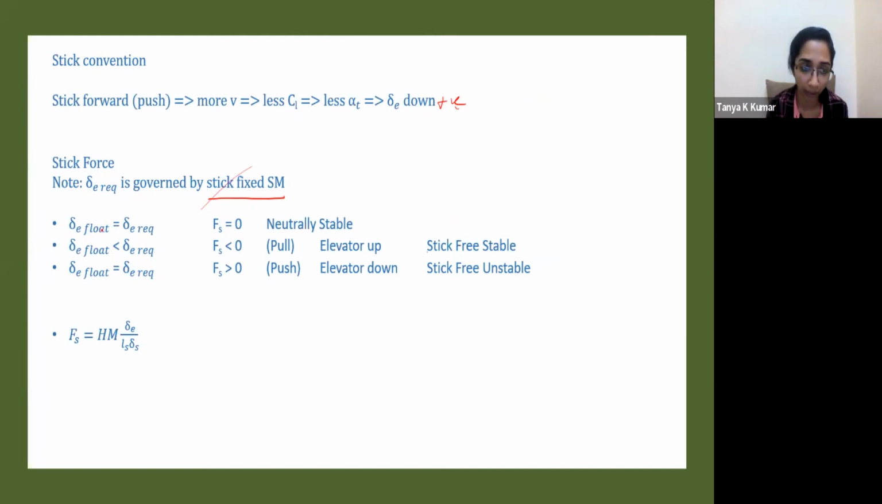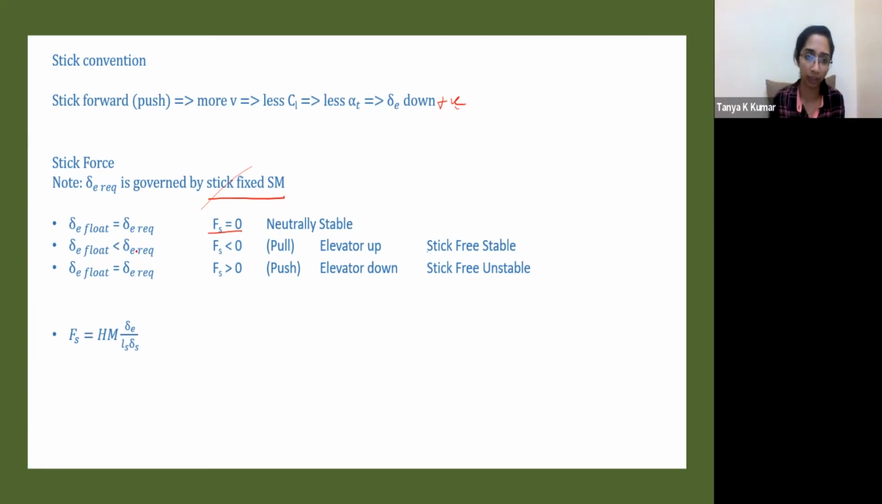Now, if your floating angle is the same as the delta E required to fly at a given CL trim, then the pilot need not apply any force on the aircraft. The elevator is already deflected to the value that allows us to fly at the given CL trim. Okay, this is case number one, if your delta E float is the same as the one that you require.